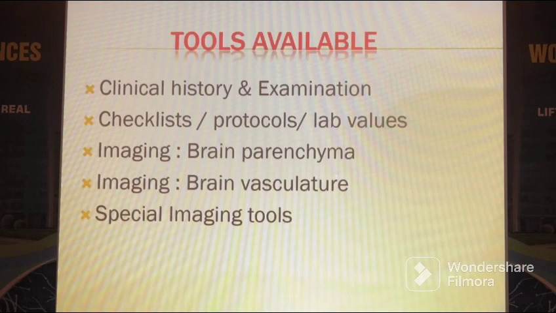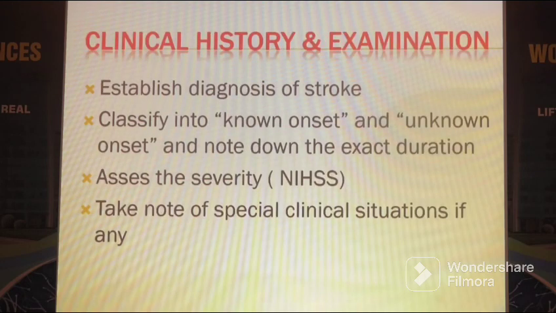And then, of course, we have imaging, and we can divide it into three parts. That is our base image or image of brain parenchyma, then image of brain vasculature, that is angio, and then we have certain special imaging tools like RAPID software, which are not available everywhere. So coming to the first tool, that is clinical history and examination.